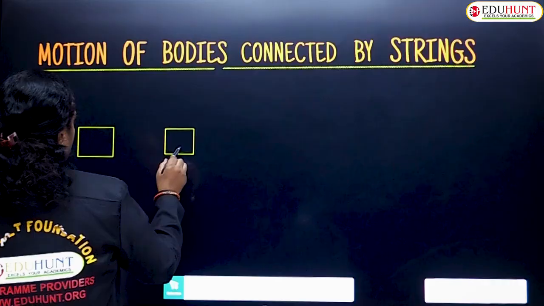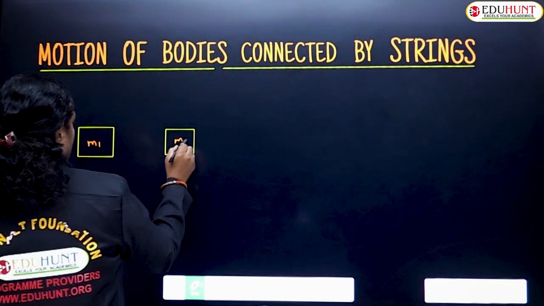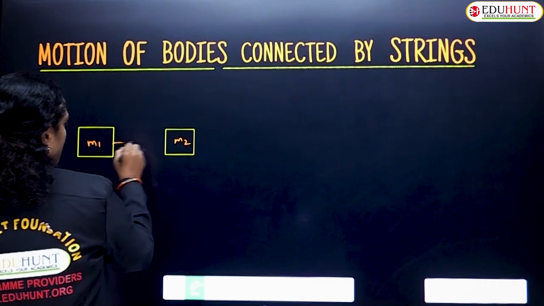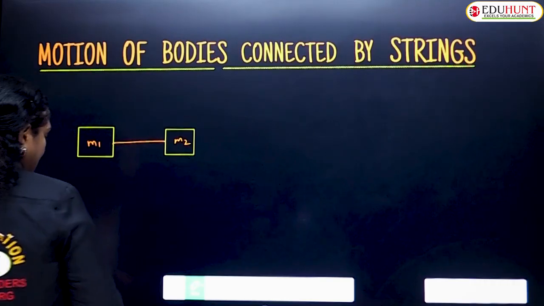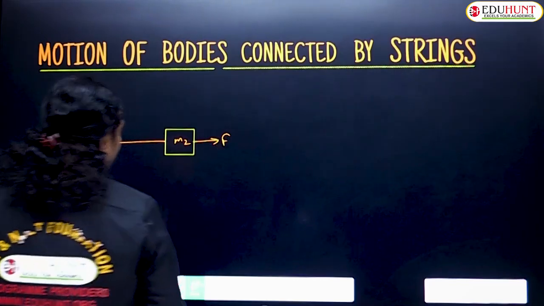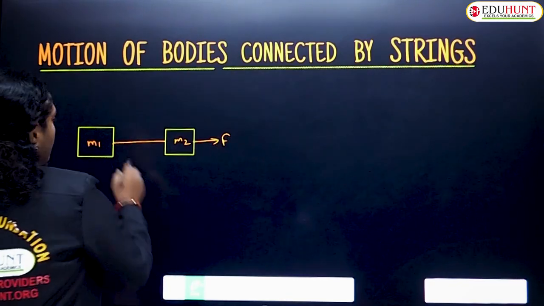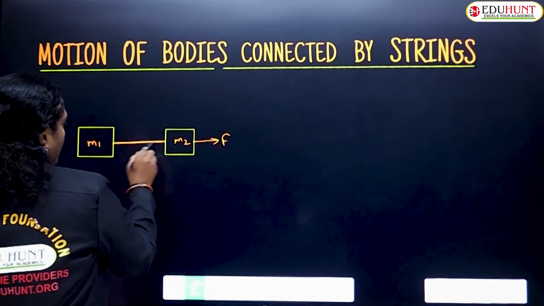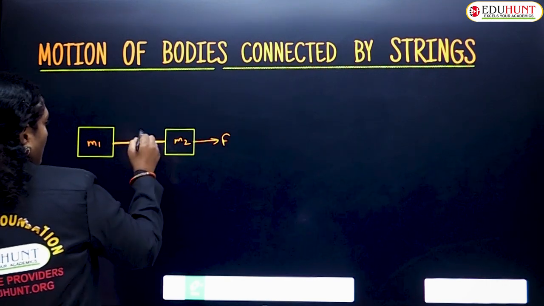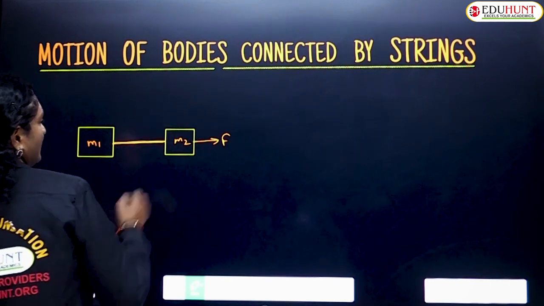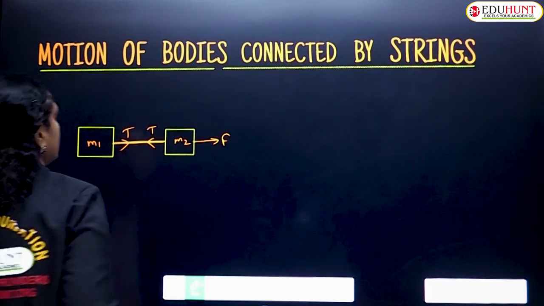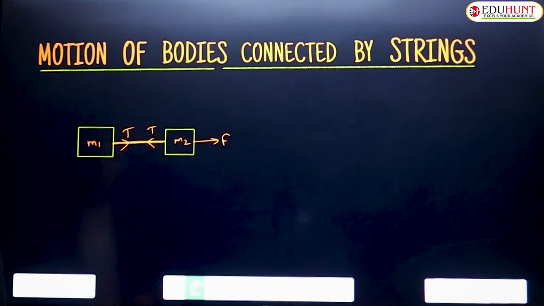Both are connected with the help of some string. Clearly, suppose some force F is exerted on mass m2, and m1 and m2 are connected with the help of a string. Then some tension will be created in the string. Let us suppose the tension created in the string is T.